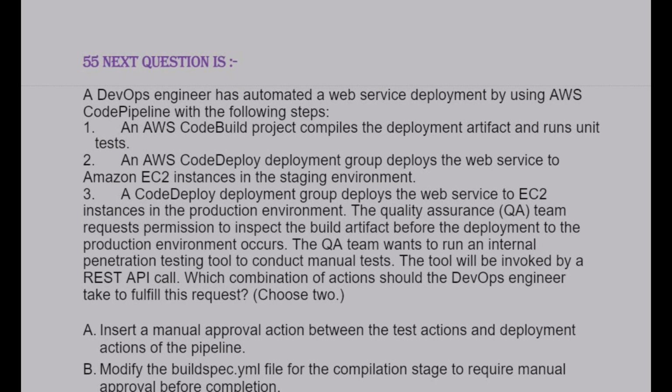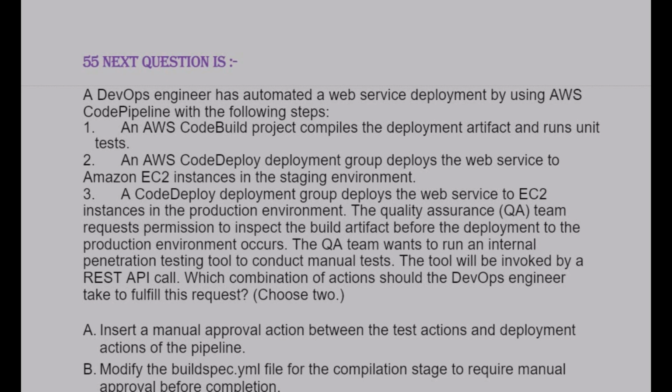Question is, a DevOps engineer has automated a web service deployment by using AWS CodePipeline with the following steps. First, an AWS CodeBuild project compiles the deployment artifact and runs unit tests. Second, an AWS CodeDeploy deployment group deploys the web service to Amazon EC2 instances in the staging environment. Third, a CodeDeploy deployment group deploys the web service to EC2 instances in the production environment.